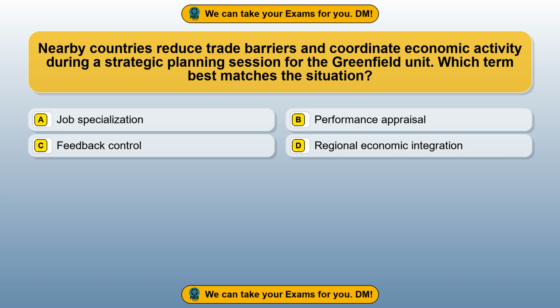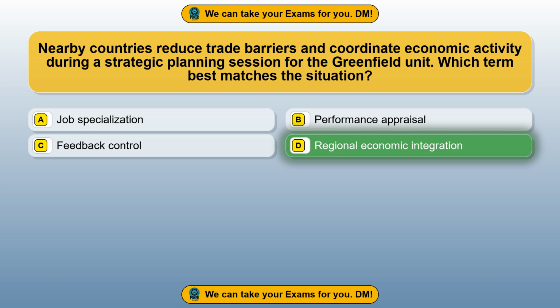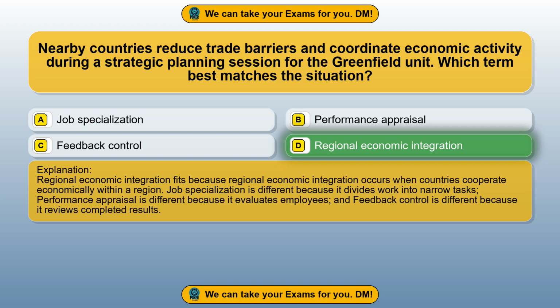Option A, job specialization. Option B, performance appraisal. Option C, feedback control. Option D, regional economic integration. The correct answer is option D, regional economic integration. Regional economic integration fits because regional economic integration occurs when countries cooperate economically within a region. Job specialization is different because it divides work into narrow tasks. Performance appraisal is different because it evaluates employees, and feedback control is different because it reviews completed results.